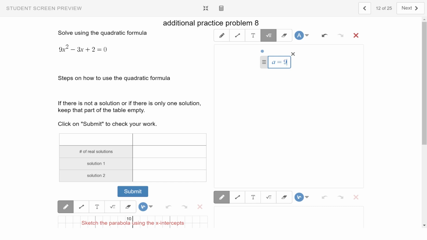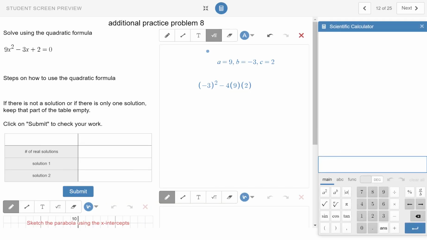A is 9, B is -3, C is 2. Alright, all we're doing is plugging and chugging. So if you don't use parentheses, the calculator will do your work wrong. So just go through the extra step and actually put a parenthesis for every number you plug in. Not just the 9 and the 2. The -3 needs a parenthesis.